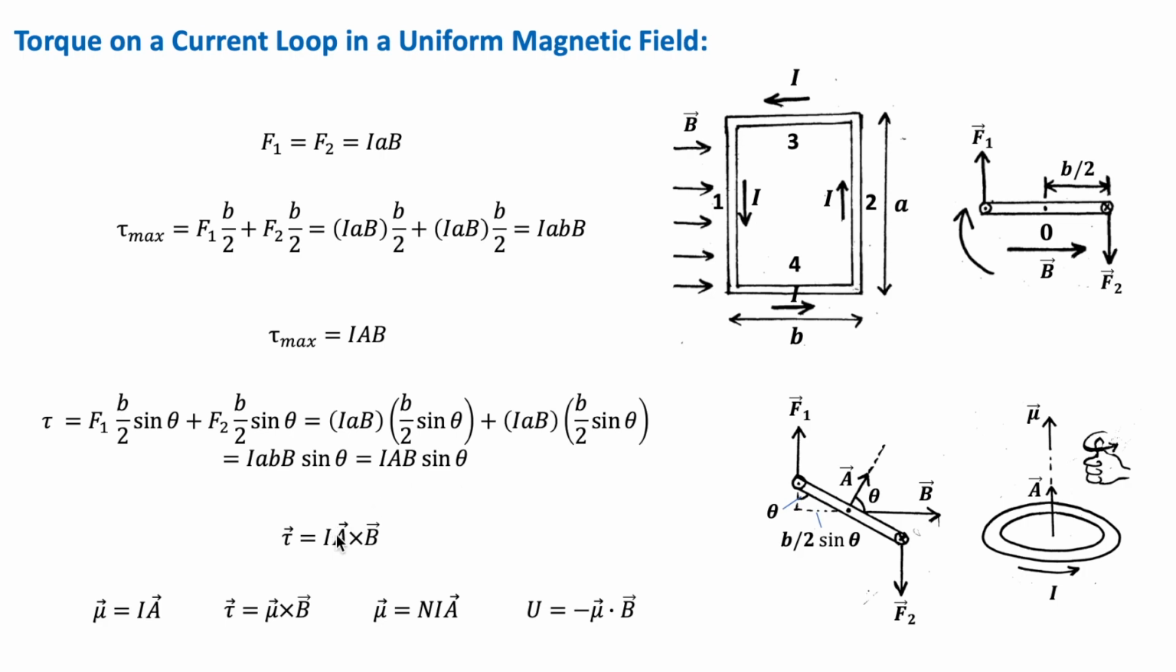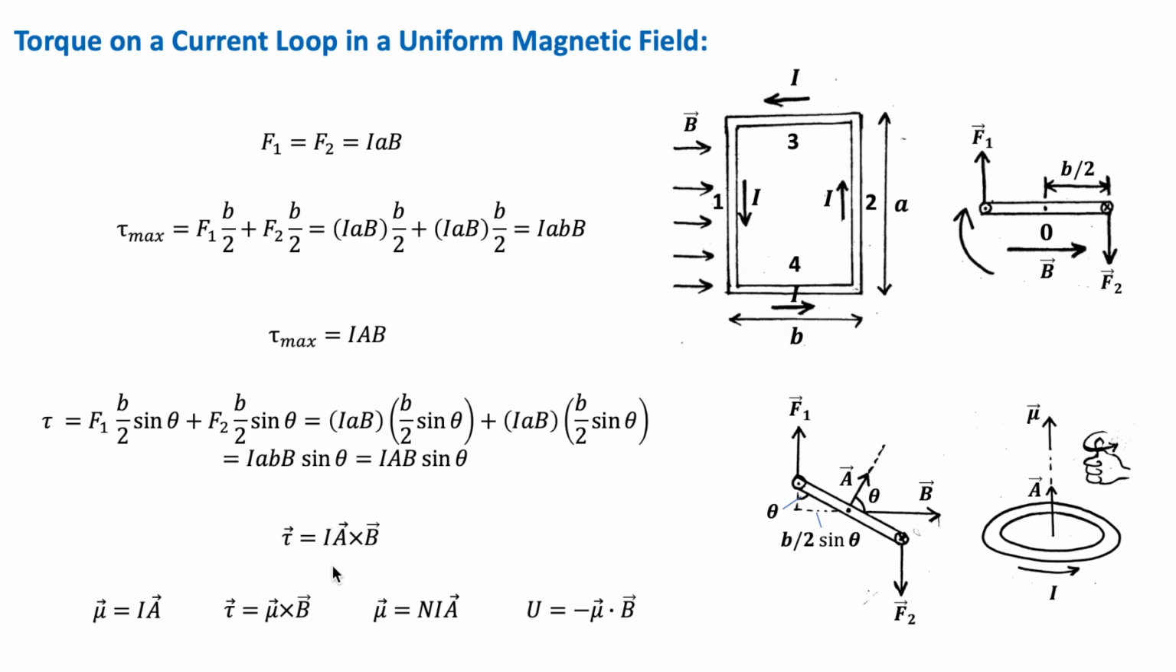So A is a vector perpendicular to the plane of the loop and has a magnitude equal to the area of the loop. And its sense can be found using the right hand rule by curling the four fingers of the right hand in the direction of the current. So if we curl four fingers in the direction of the current, we get A out of the page here. So the thumb will point in the direction of vector A.